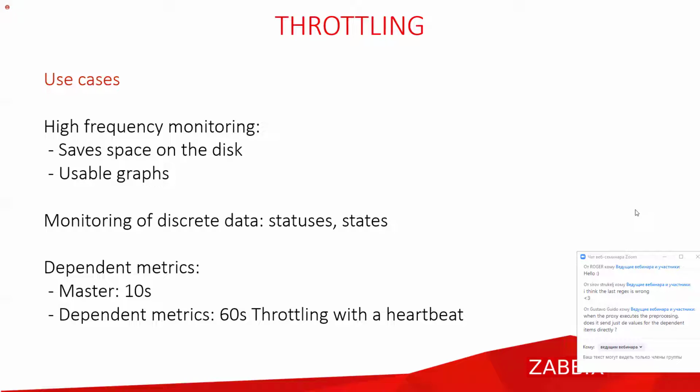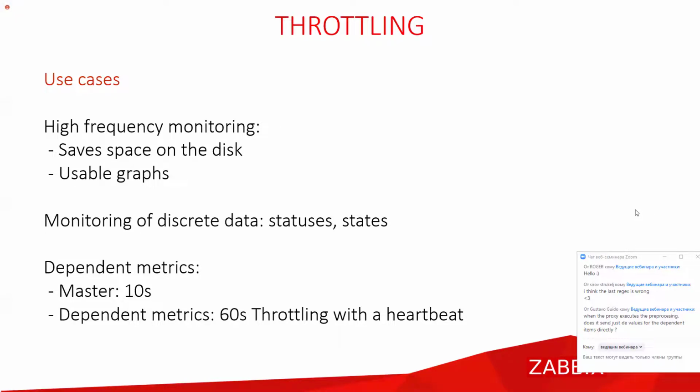So use cases, again, high frequency monitoring. We want to know, for example, if something is up, and we want to know if it's up constantly. We just create this item, make it as frequent as we see fit, and it will allow us to know the actual status while saving space on the disk. And if we are also using discard with a heartbeat, we will have usable graphs for that.